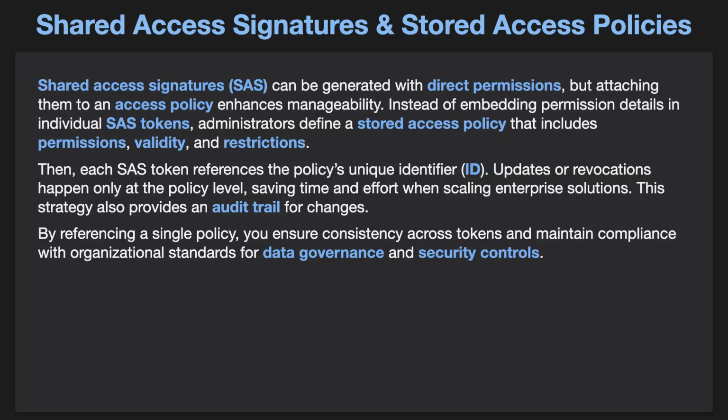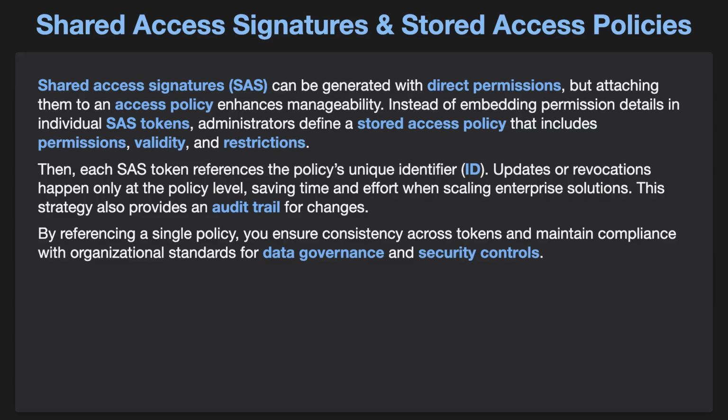Shared access signatures, SAS, can be generated with direct permissions, but attaching them to an access policy enhances manageability. Instead of embedding permission details in individual SAS tokens, administrators define a stored access policy that includes permissions, validity, and restrictions. Then, each SAS token references the policy's unique identifier, ID. Updates or revocations happen only at the policy level, saving time and effort when scaling enterprise solutions. This strategy also provides an audit trail for changes.